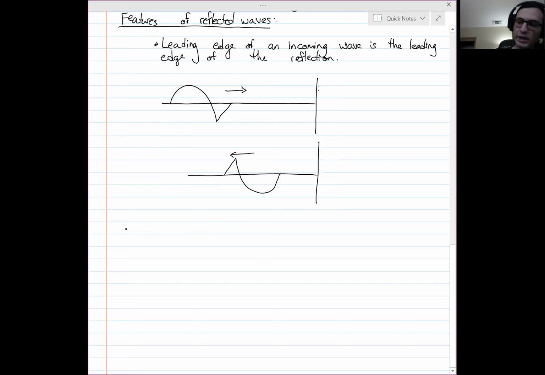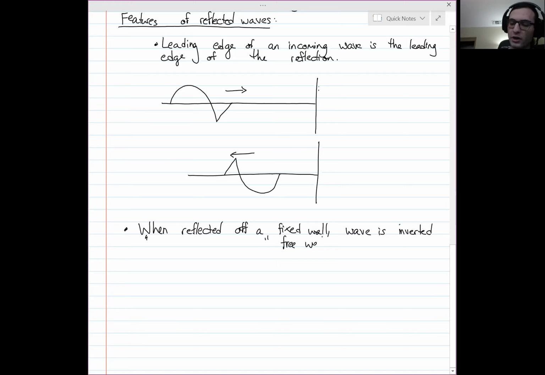Another feature is, when reflecting off of a fixed wall, this is that quote unquote hard reflection, the wave is inverted. And again, that's the feature that you saw in the GIF that I sent you. And for a free wall, this is the soft reflection, where the wave's waveform is allowed to move up and down on the wall. The wave is not inverted.